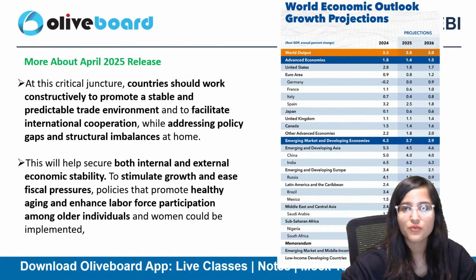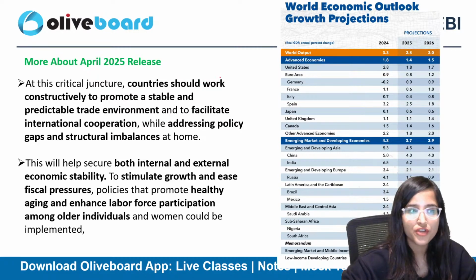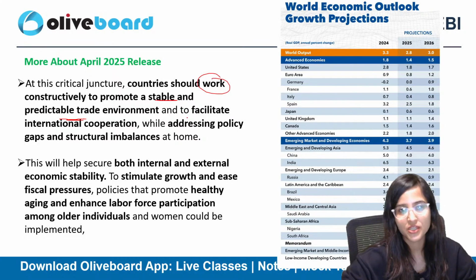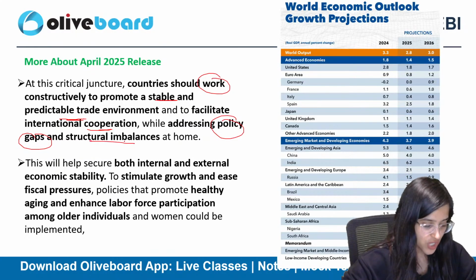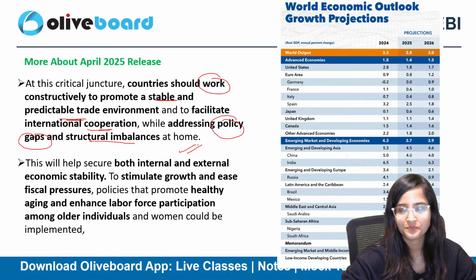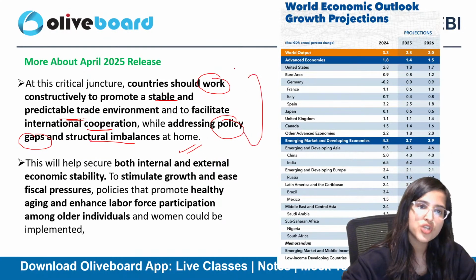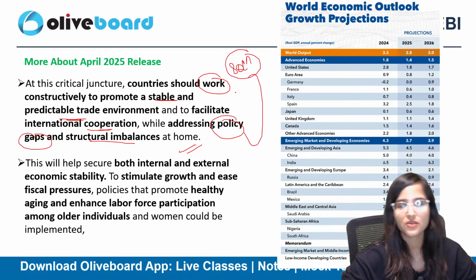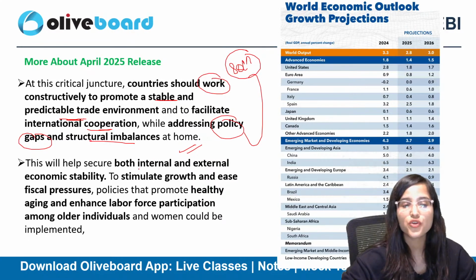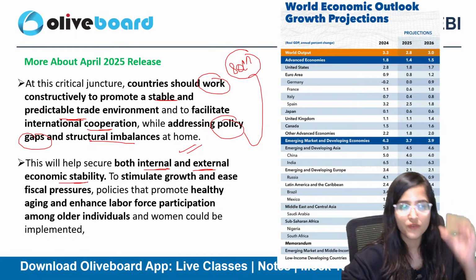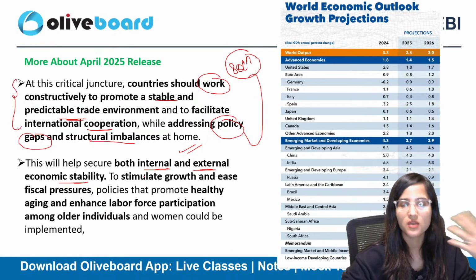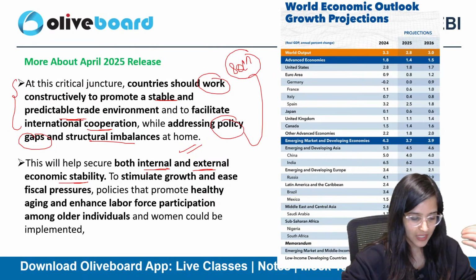Then what has this report said for countries? That these countries should work to promote a stable and predictable trade environment. They should focus on international cooperation. They need to focus on policy gaps. They need to focus on structural imbalances at home. ठीक है, तो ये एक solution provide किया गया है by this report, and this is going to help both internal and external economic stability. If you go with these things, this is going to really help in internal stability as well as external stability.